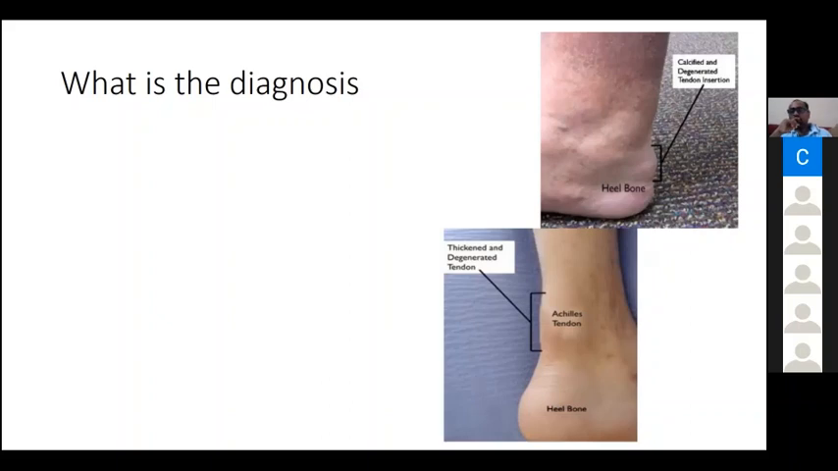Tendinosis. Anybody else? Tendinosis is the degeneration of the tendon. Tendinitis is the inflammation. Tendinopathy is a combination, in between the tendinosis and tendinitis. Sorry, tendinitis is a plain inflammation. Itis, inflammation. Tendinitis is a plain inflammation of the tendon. There is no structural damage there. It is just the inflammation.